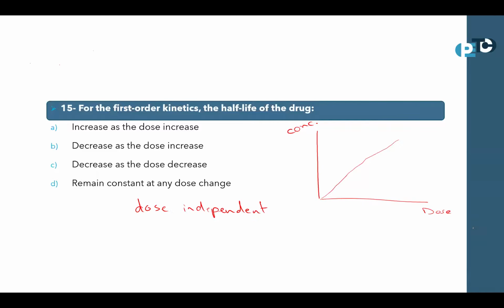While in zero order, it will be affected. The T half depends on the dose. As the dose increases, the T half may increase or decrease because the concentration here will be affected.